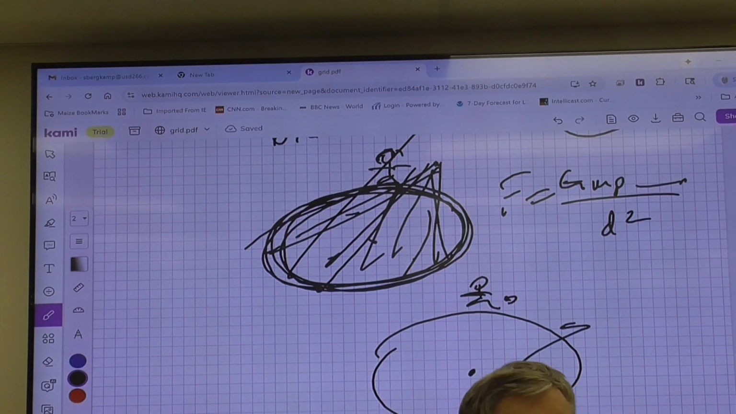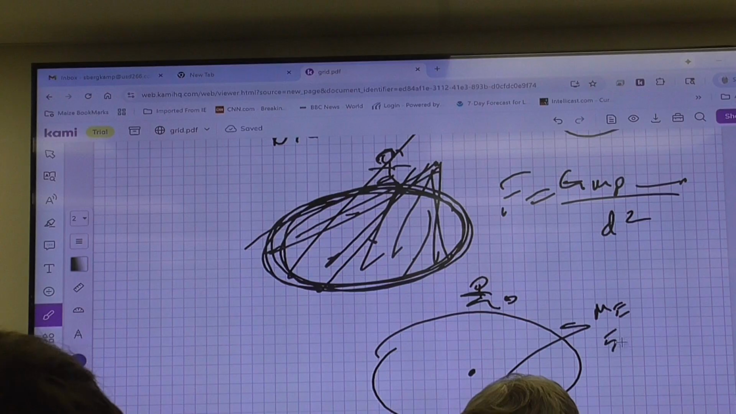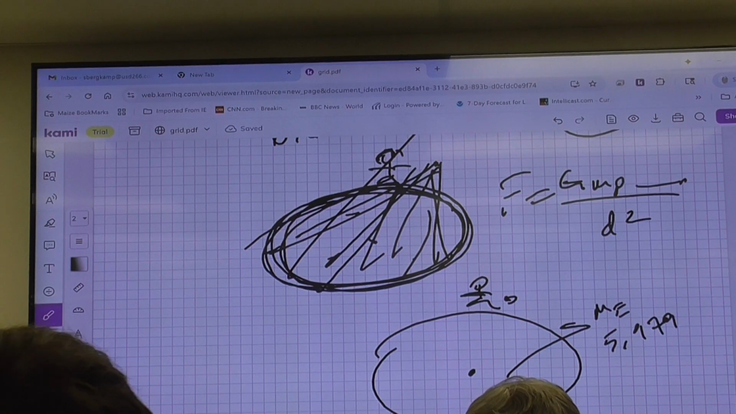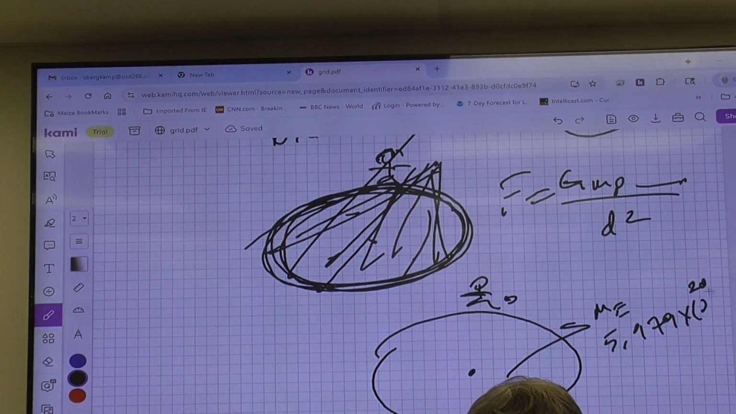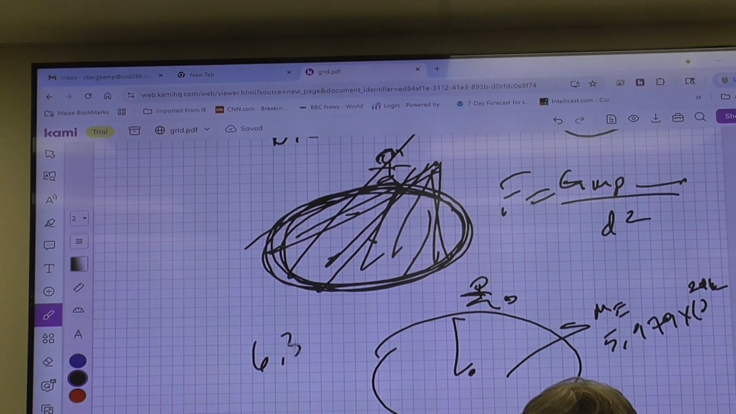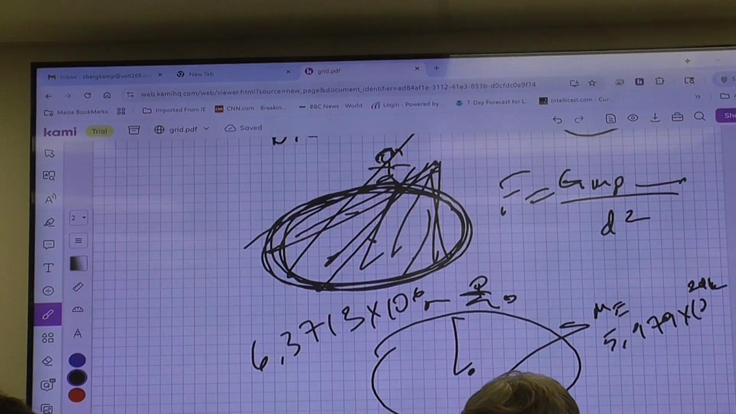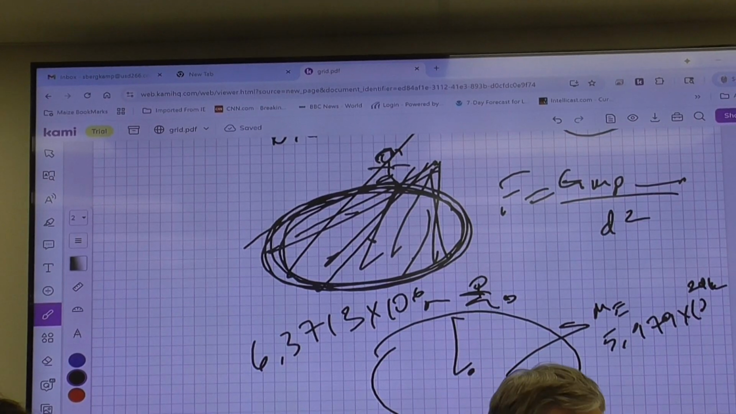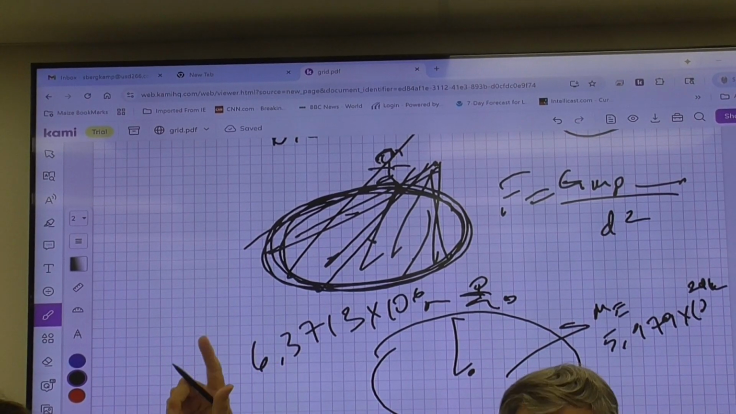Now, this is another number that you'll need. I'll give it to you later. Mass of the Earth is 5.979 times 10 to the 24th kilograms. The average radius of the Earth is 6.3713 times 10 to the 6th meters. That's how far apart they are. So imagine that you have 2 points.